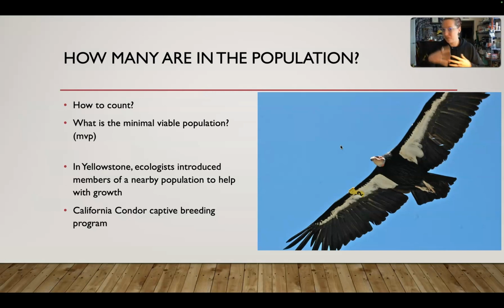And they didn't have any other populations to bring in. We didn't have a nearby population, say, of the Canada condors, so they had to use something really, really drastic in order to manage the population of California condors in particular.